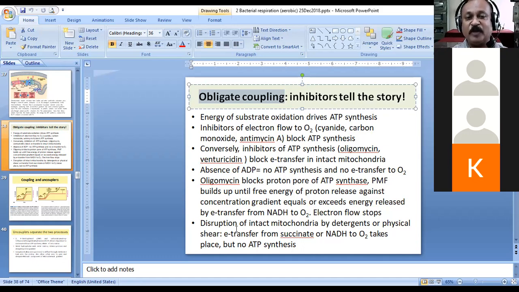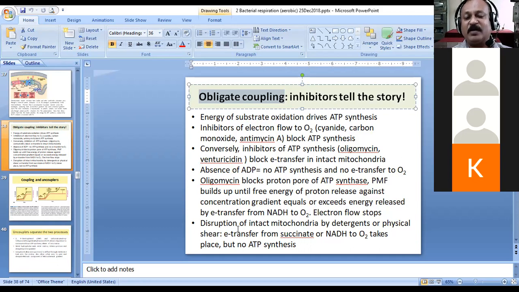But on the other hand, if we completely destroy the mitochondrial inner membrane by using certain physical agents or certain chemicals like detergents, for example, then ATP synthesis cannot happen. That is because the membrane is damaged. If the membrane is damaged, then the potential gradient will not be formed. The gradient will be destroyed.